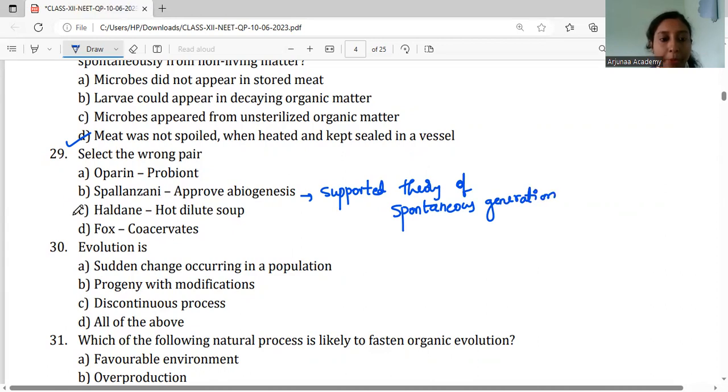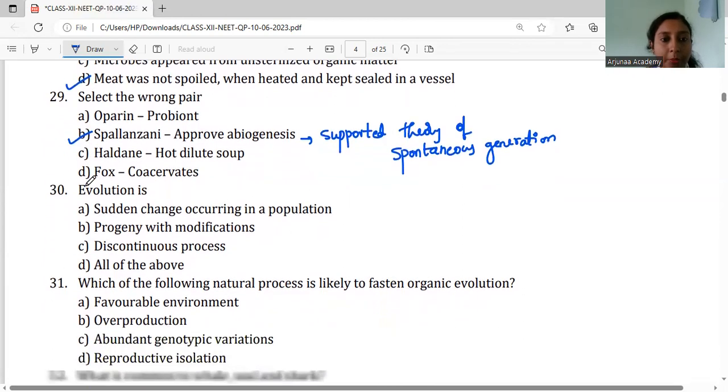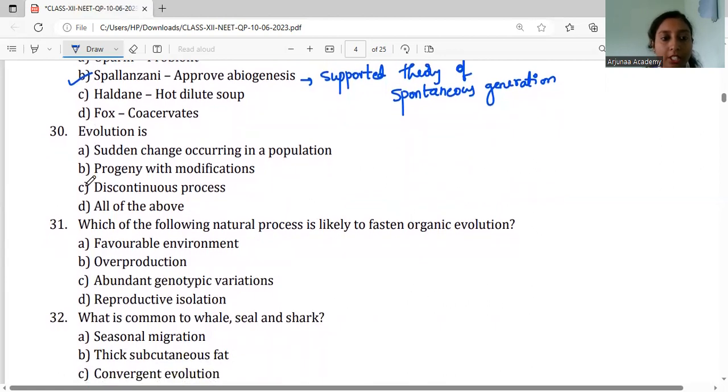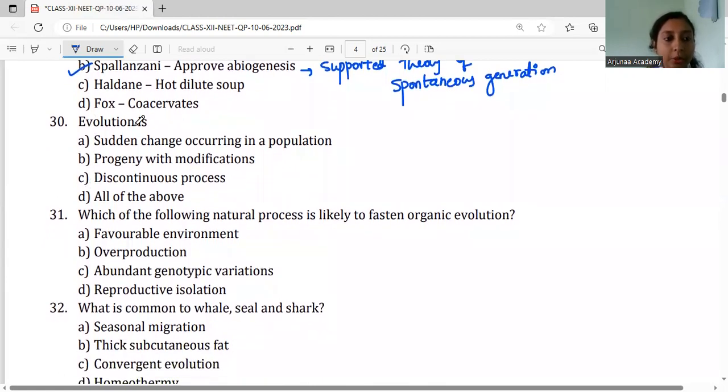Okay, he had not approved abiogenesis, so this is the wrong pair. Then question number 30, evolution is. So what is evolution? You see, here option C is discontinuous process. It is actually the continuous process.